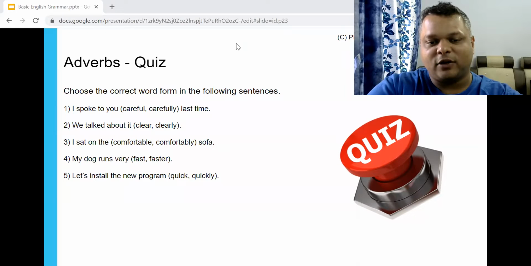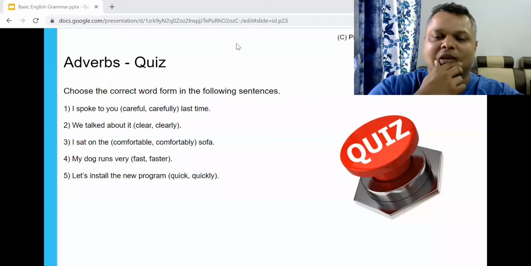Next example, my dog runs very fast. My dog runs very faster. Which is the right one? Fast. Okay.